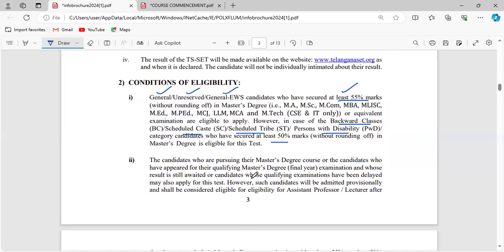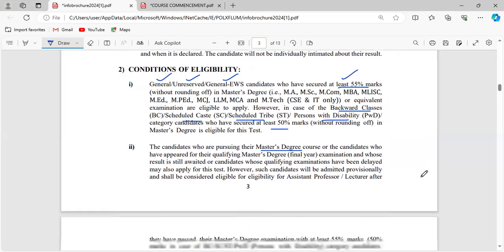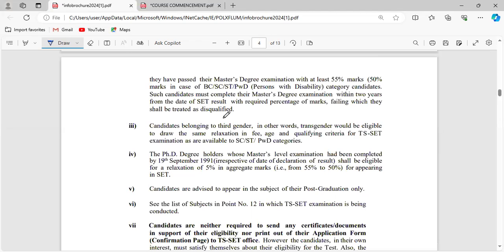And if you are pursuing your master's degree, particularly in the final year of your PG, you can also apply for this examination. And if you are a third gender candidate, you can also apply, with some relaxation in fees, age, and qualifying criteria, just like in scheduled caste, scheduled tribe, and PWD categories.